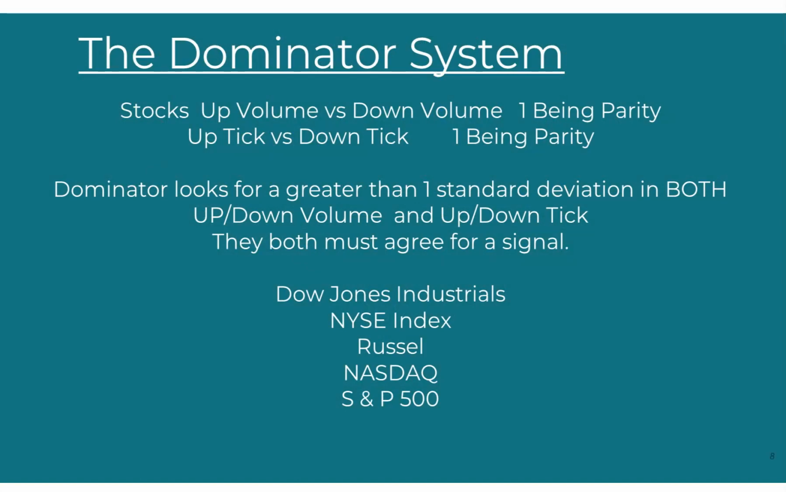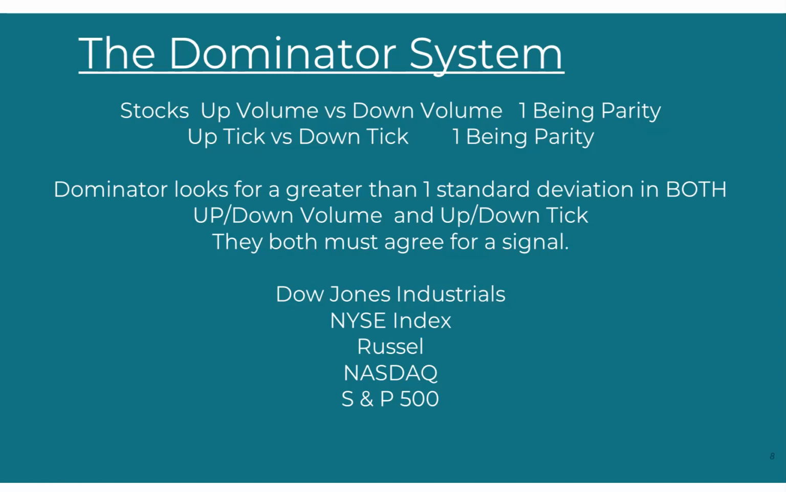All right, now I'm going to jump into the Dominator system, kind of put all this together. What does the Dominator system do? It wants to measure up volume versus down volume. So 1-to-1 is parity. Up ticks versus down ticks, same thing, 1 being parity. And the Dominator looks for a greater than 1 standard deviation move in both, so up and down volume, up and down ticks. They both must agree for a signal.